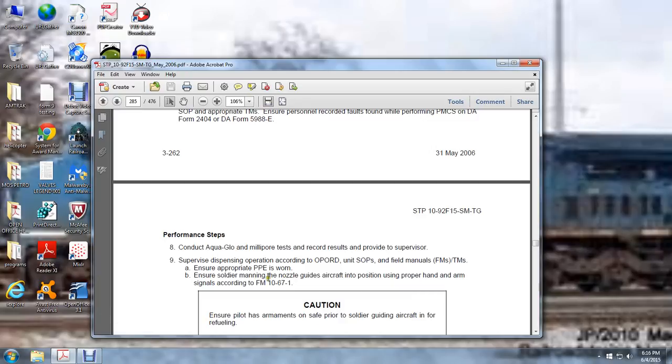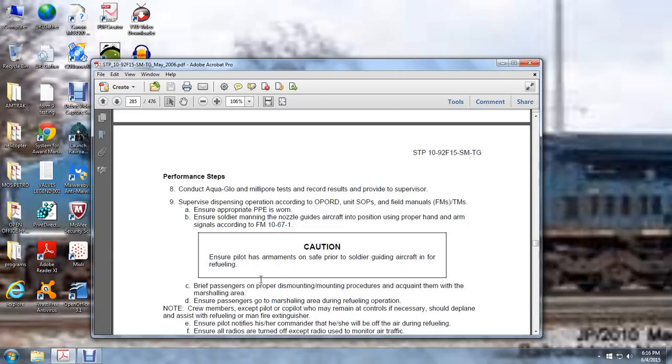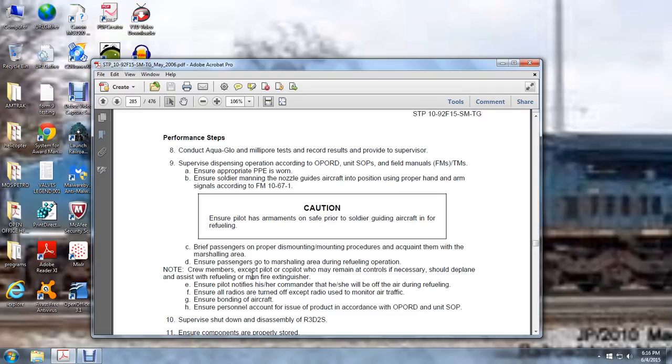Ensure the soldier manning the nozzle guides the aircraft into position using the proper hand and arm signals according to Field Manual 10-67-1. Ensure pilot armaments are on safe prior to the soldier guiding the aircraft in for refueling. Brief passengers on proper dismounting procedures, acquainting them with the marshalling area. Ensure passengers go to the marshalling area during refueling operations.